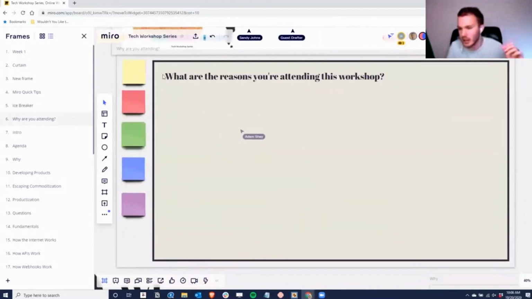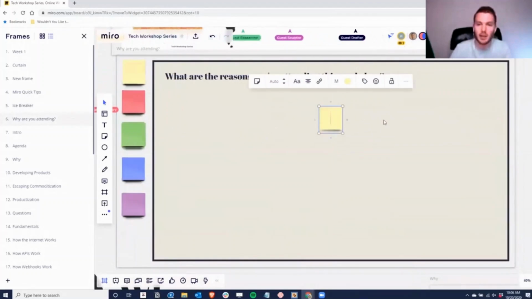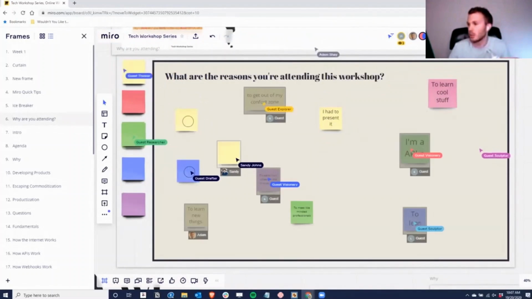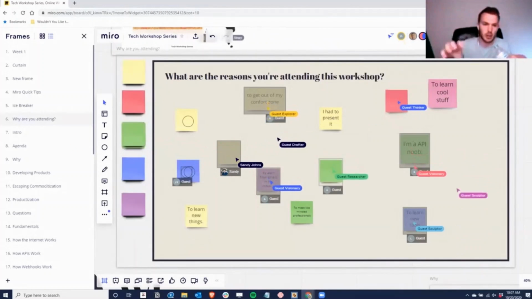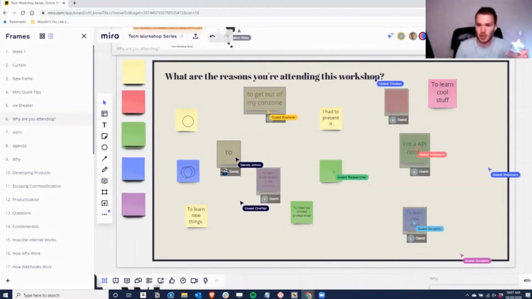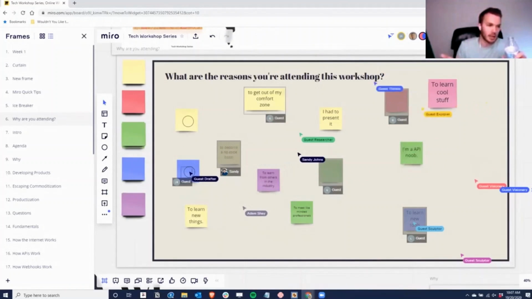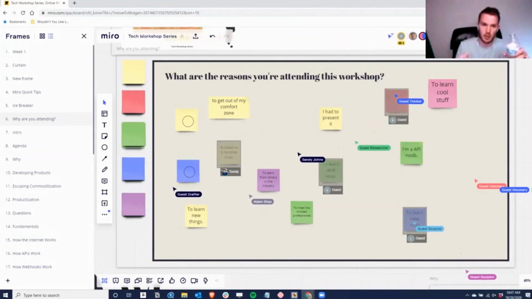What are the reasons you're attending this workshop? So you can grab a Post-it note on the left-hand side here, and then double click and say your reason. Most of our workshops are going to be a mix of working in the tool versus doing physical, everybody-together kind of things like this. Webinars are great, but man, I get sick of webinars. And so to me, having something you can actually engage with for a full hour is much more interesting.